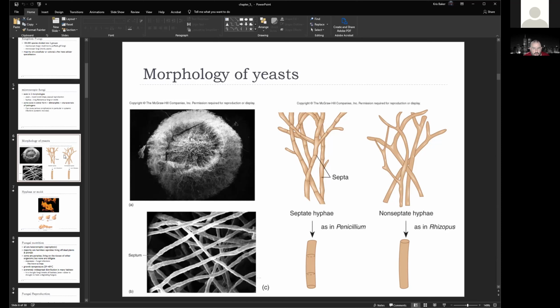Why would you know Rhizopus? Oh, mold, bread mold. So Rhizopus tends to inhabit the bread in our kitchens, Wonder Bread and raisin bread, those types of things. Ergot tends to inhabit our rye breads.